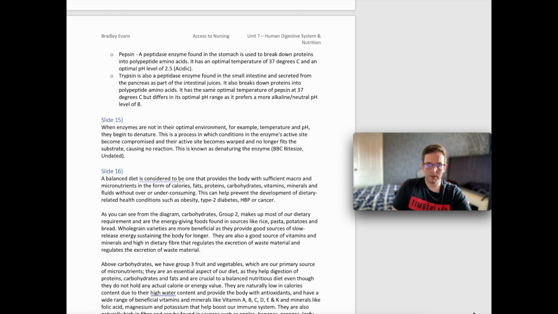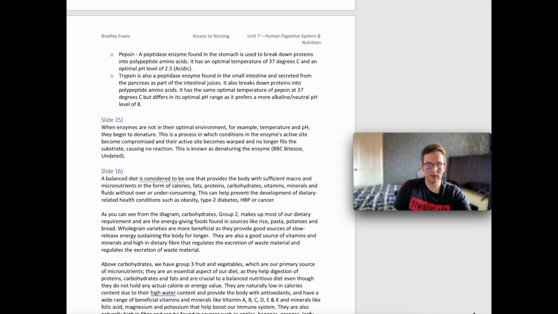Trypsin is also a peptidase enzyme found in the small intestine and is secreted from the pancreas as part of its intestinal juices. It also breaks down proteins into polypeptide amino acids, and it has the same optimal temperature as pepsin at 37 degrees Celsius, but differs in its optimal pH range as it prefers a more alkaline, neutral pH level of 8.